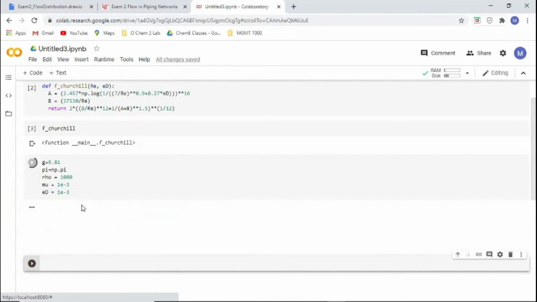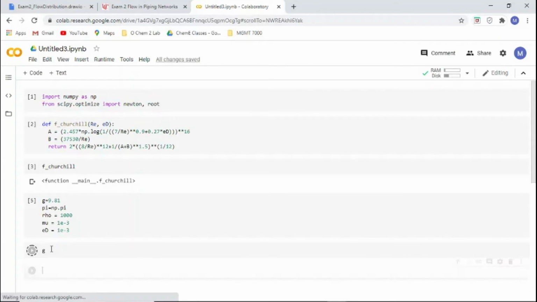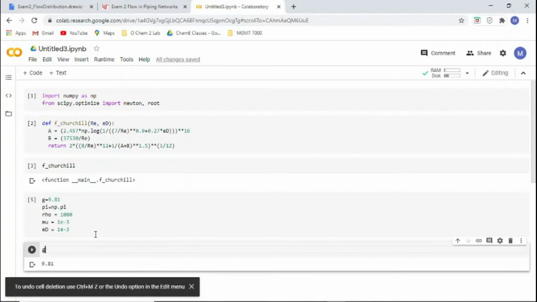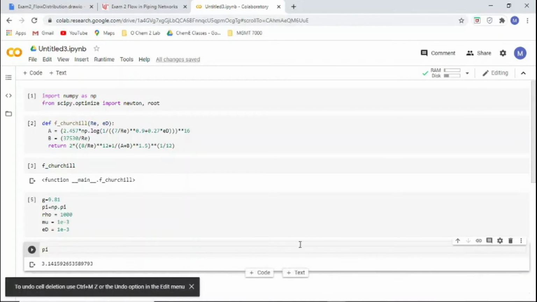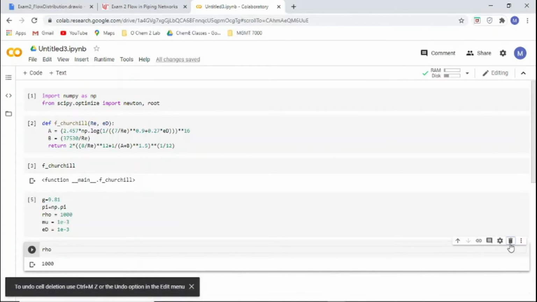All right, now it should work. And we can check our variables. So g, shift enter, should give us 9.81. And then we can do pi, shift enter, 3.1415. And rho. All right, so these work. And now on to the next part.